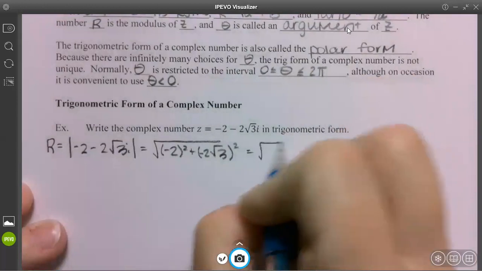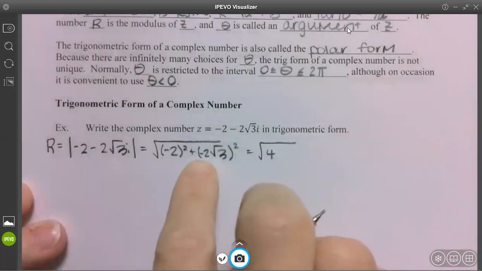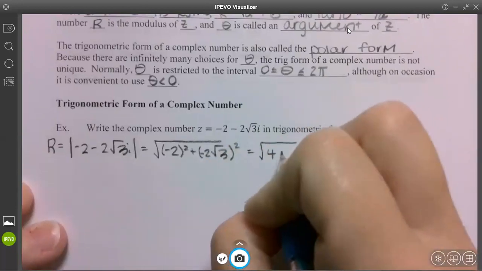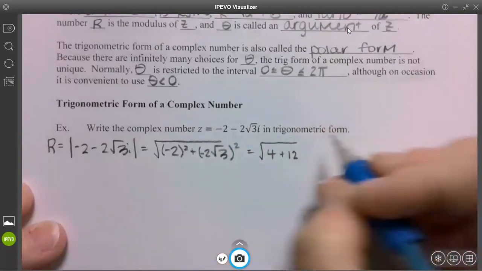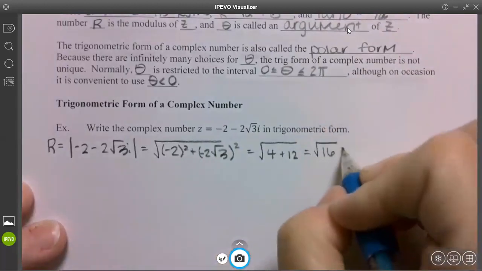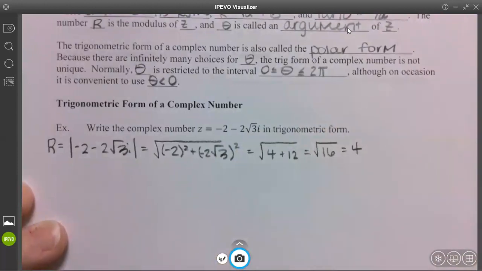-2 squared is 4. 2 squared is 4. Square root of 3 squared is 3. So 4 times 3 is 12. 4 plus 12 is 16. So r is going to be 4.